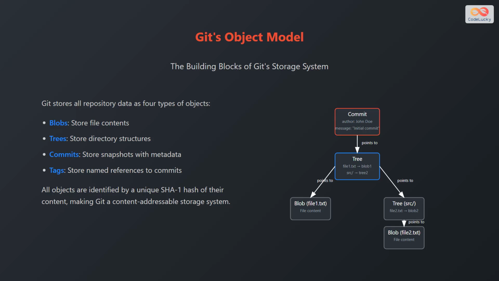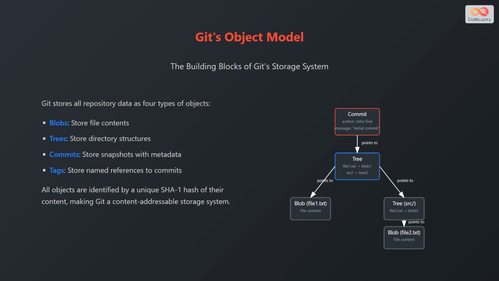Git stores all repository data as 4 types of objects. These are blobs, trees, commits, and tags. Blobs store the actual file contents. Trees store directory structures representing the hierarchy of files and subdirectories.